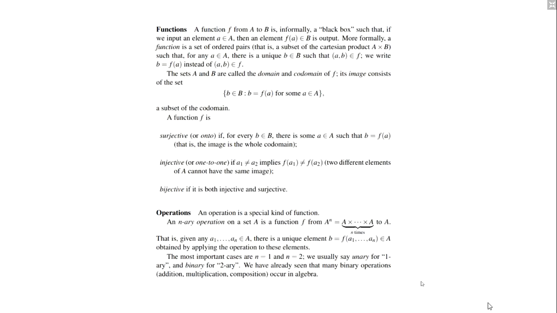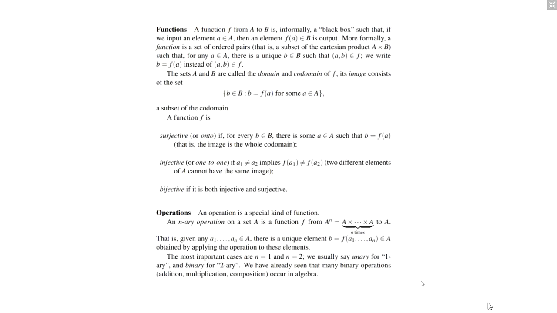Remember, a function, we said, maps from one set to another set. So a function f from set A to B is, informally, like a black box, whereby we take an element of A, feed it into this machine, and the output is an element which is in B. That's an analogy you can read for yourself.